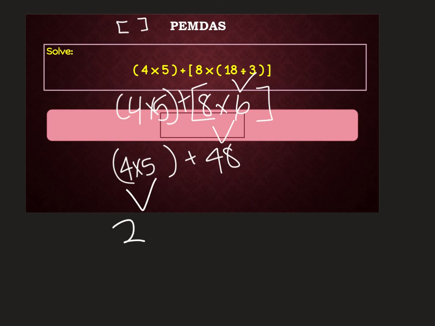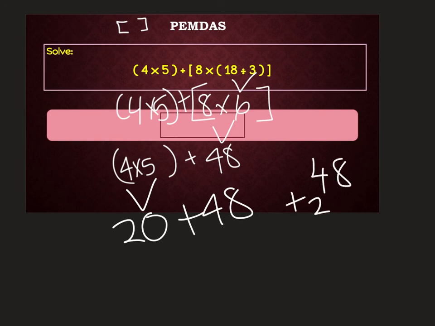And I'm going to add that to 48. I'm down to 2 numbers, so I can just solve that. 48 plus 20 is 8 plus 0 is 8, and 4 plus 2 is 6. So the expression, or evaluating the expression, or solving the problem will give me the answer of 68.